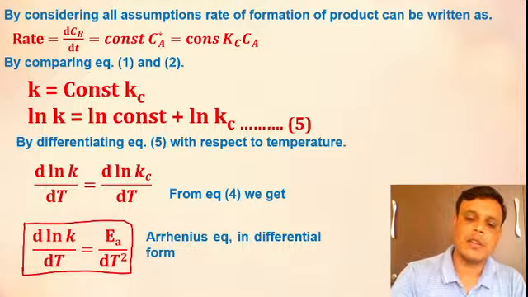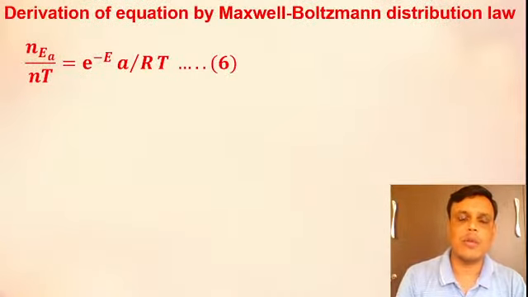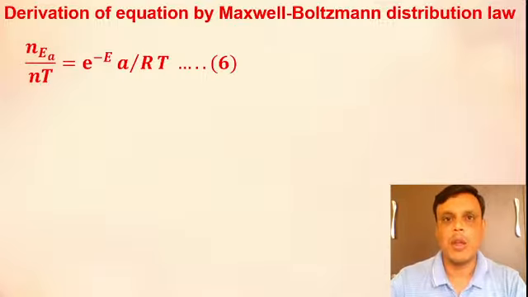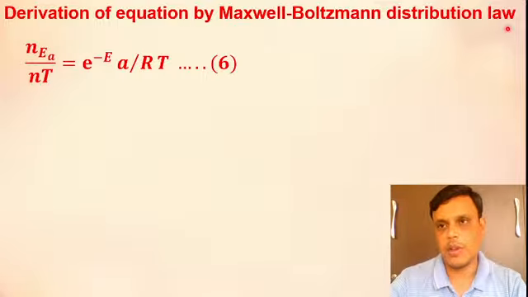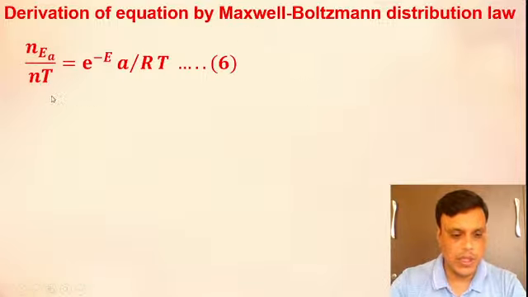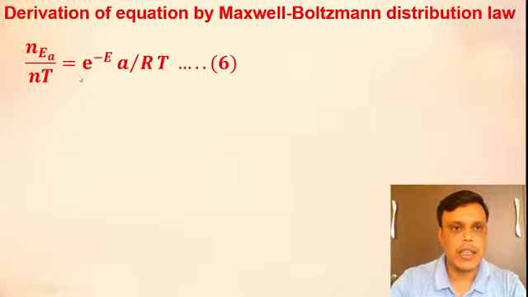Now we will derive the equation of energy of activation by using the Maxwell-Boltzmann distribution law. This is the second way we can derive the equation. Now see here, this equation is called the Maxwell-Boltzmann distribution law: NEA by NT equals e raised to minus EA by RT. This is our equation number 6.